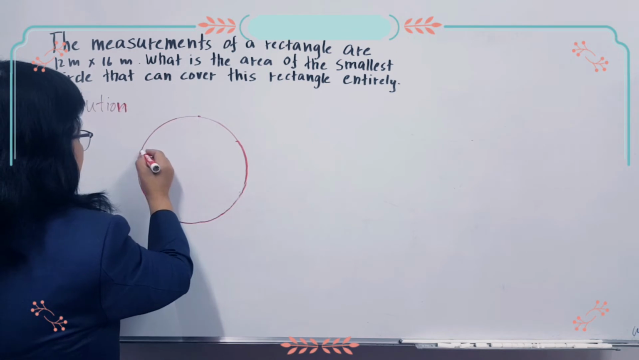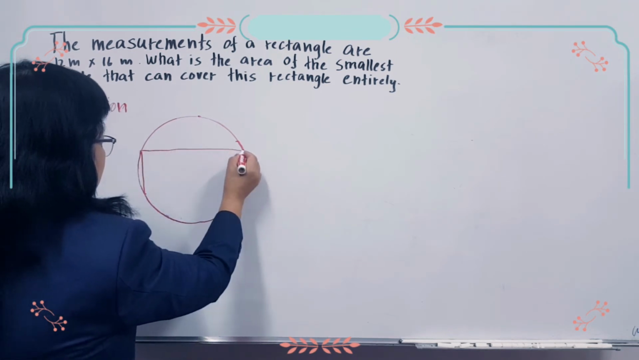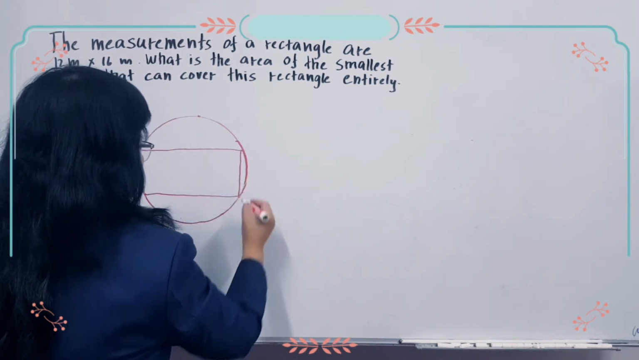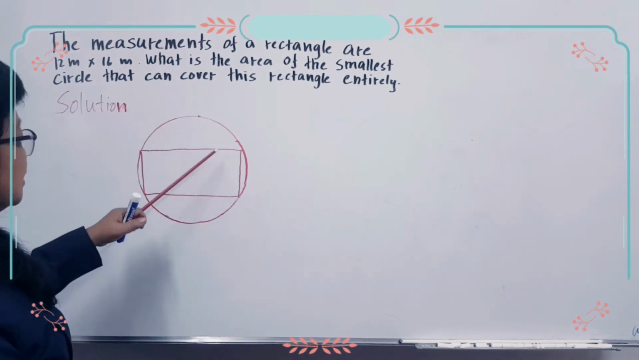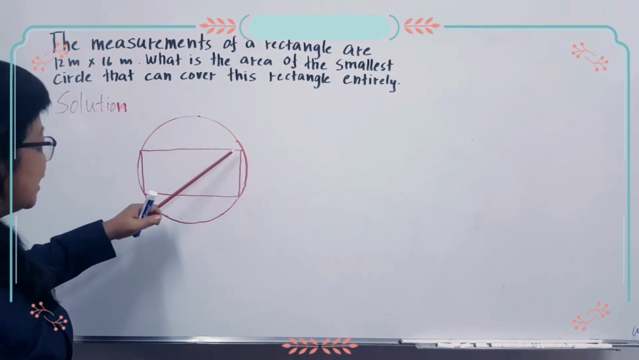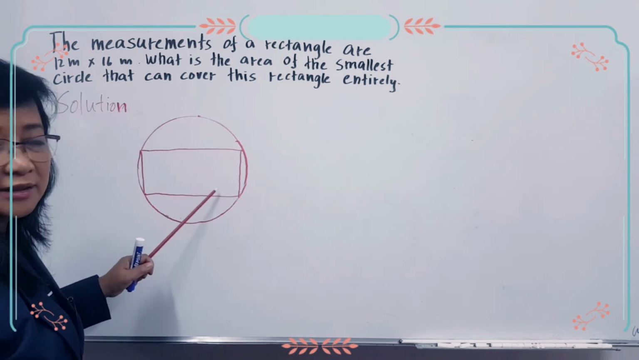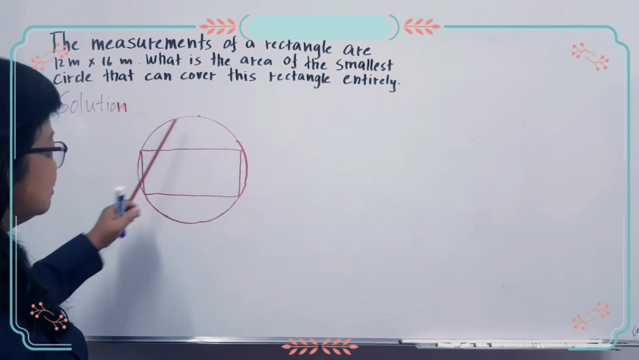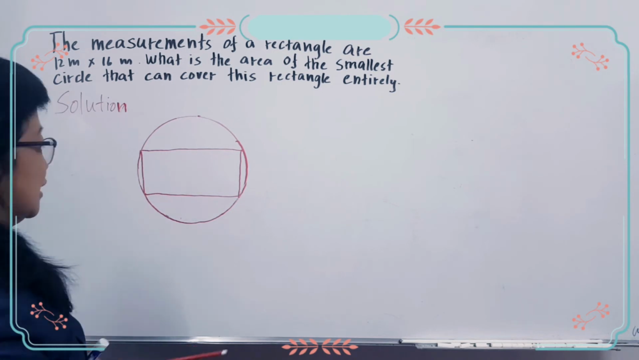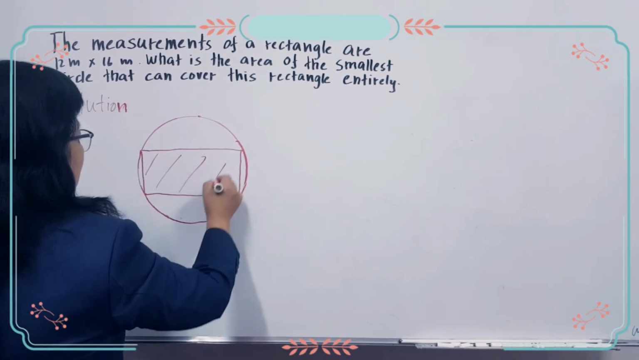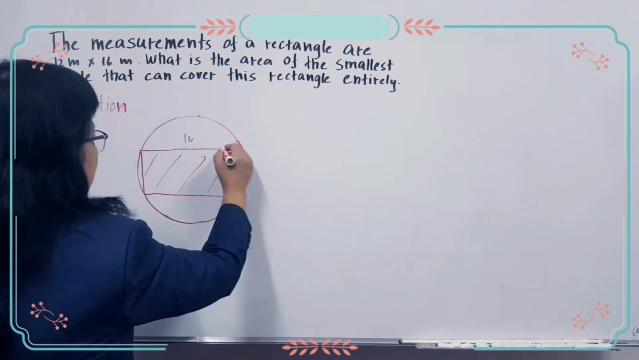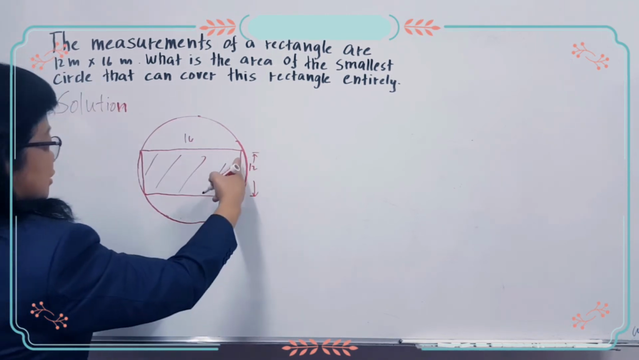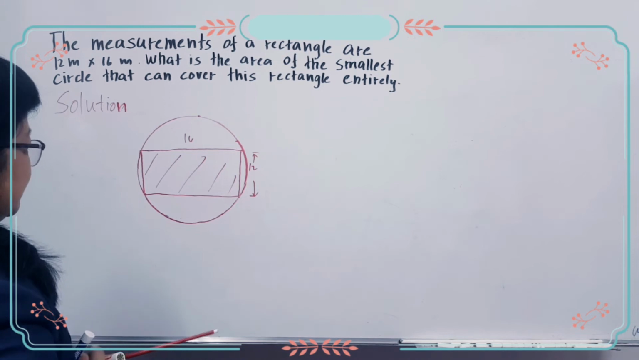So if I want to make the sketch of a rectangle inside the circle, what is being asked here is the area of the circle to cover the entire rectangle. That is what we will look for, the area of the circle, so that it covers the rectangle with the smallest area of the circle. Now, the rectangle here has dimensions of 16 and 12. This is 12 and the other one is 16.